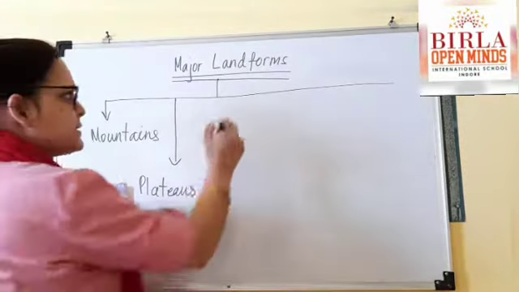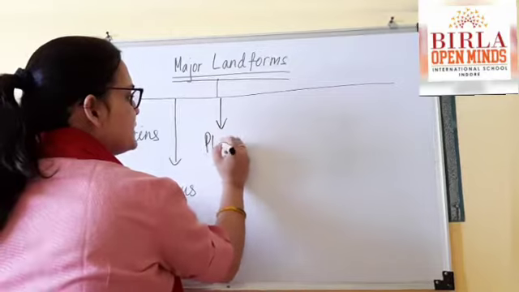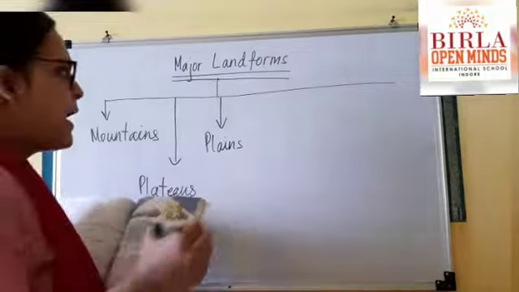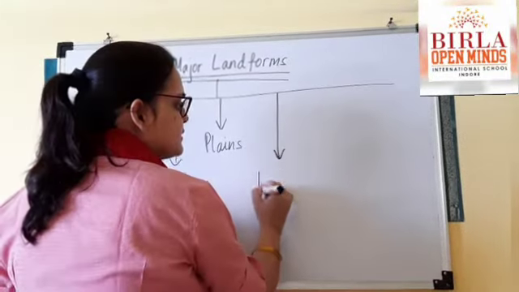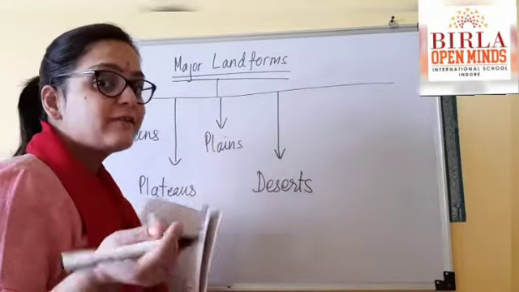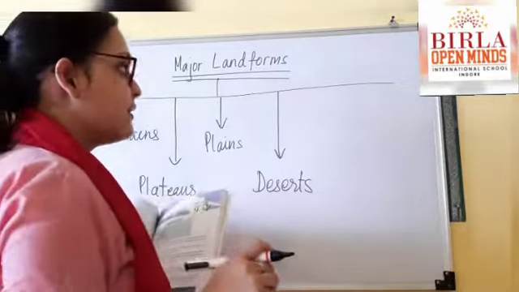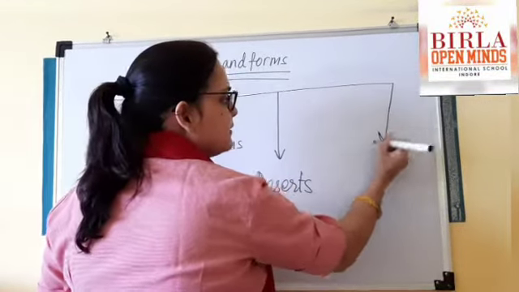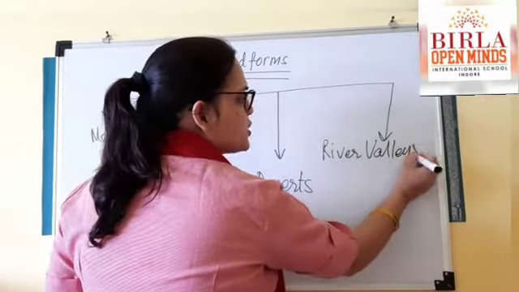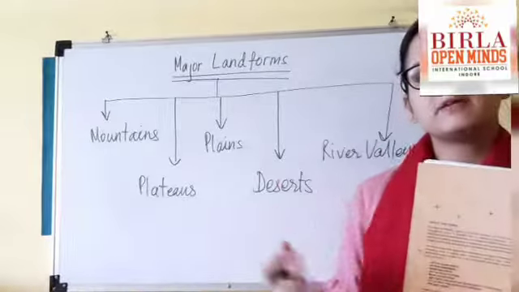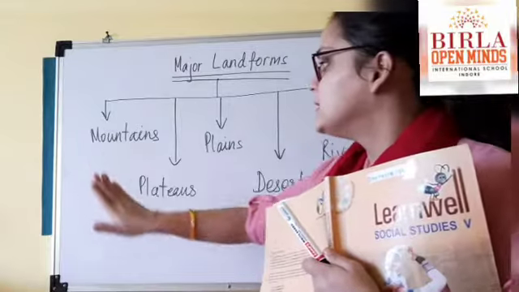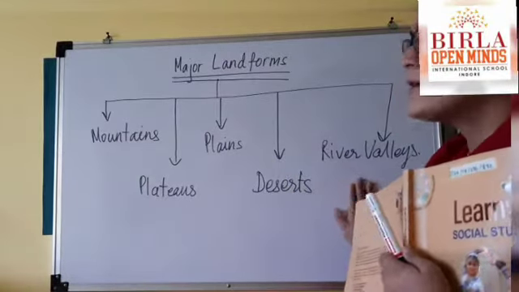Have we talked about the plains? Have we talked about the Ganga Yamuna plains, the gigantic plains? Yes, we've talked about the gigantic plains also. Have we talked about the Thar Desert? Yes. Thar Desert is in which country? Thar Desert is in India and Pakistan. And did we talk about the river valleys? Yes, we've talked about the river valleys. So, what are the major landforms that we will be studying? The major landforms that we will be studying are mountains, plateaus, plains, desert and river valleys.